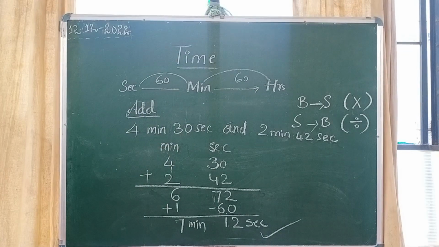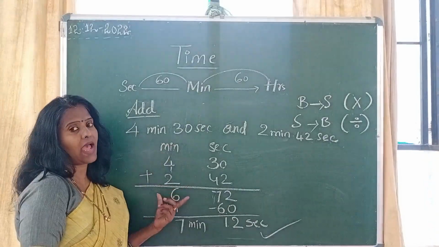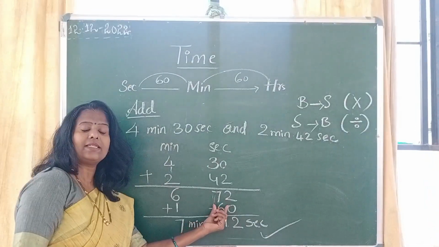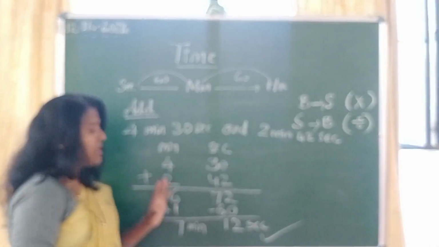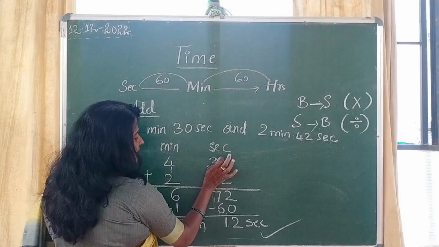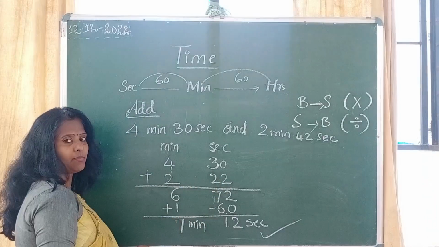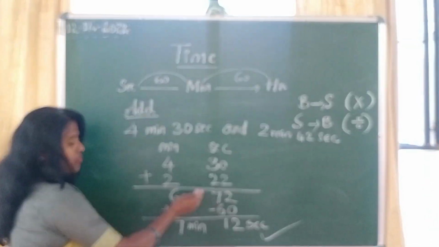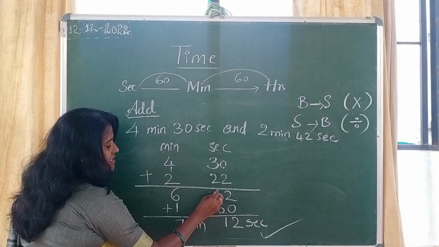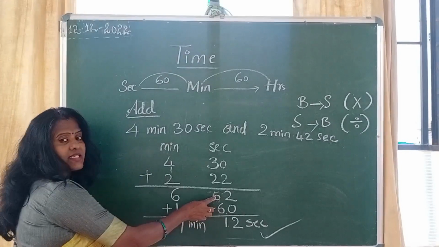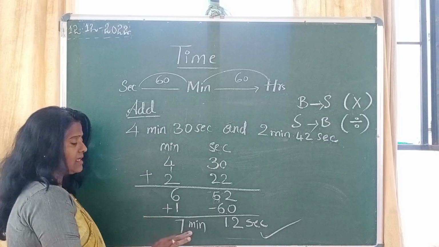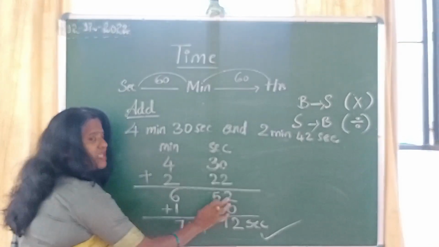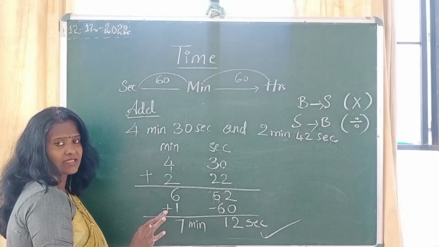Is it clear? So this is how you have to add. If it is less than 60, no problem at all. As it is, you have to keep. Instead of 42, if it is 22, let me take, if it is 20, then what is the answer here? Just it is 52. See, it is less than 60. So no need to add or subtract anything. This is the final answer. 6 minutes 52 seconds is the final answer.